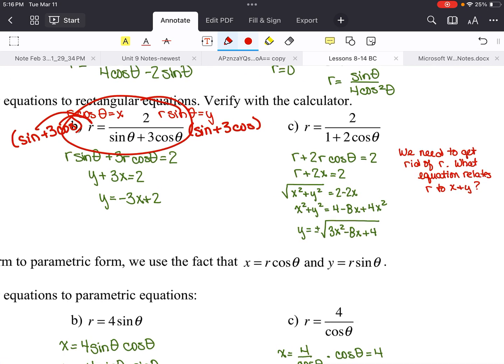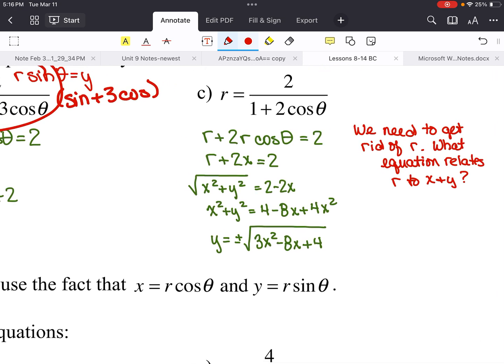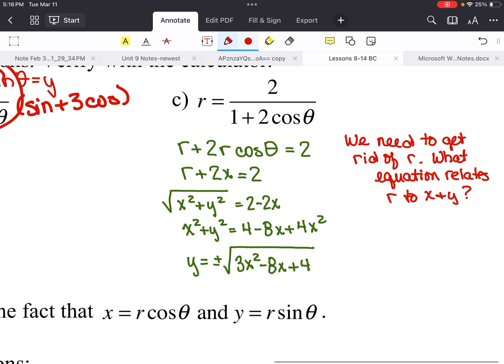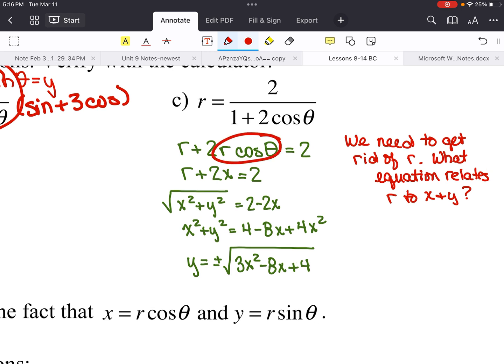So looking through these real quick to see if there's anything weird going on. In this one, we've got r, and I multiply both sides by 1 plus 2 cosine theta. So that becomes r plus 2r cosine theta. Oh, there's an r cosine theta. I can replace that with an x. But I've got a problem because I've still got an r in there, and I don't need an r in there. I need an x and a y, not r. So gosh, if only there was some formula that I could use that told me how x and y and r all relate to each other.